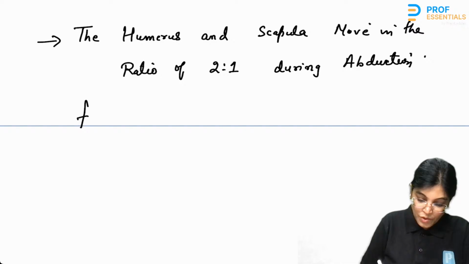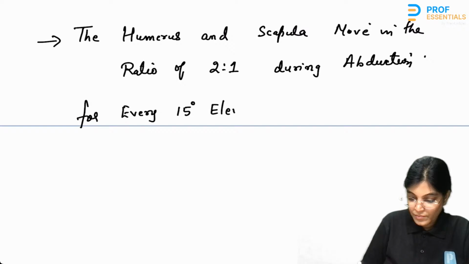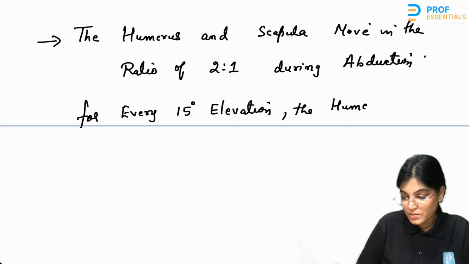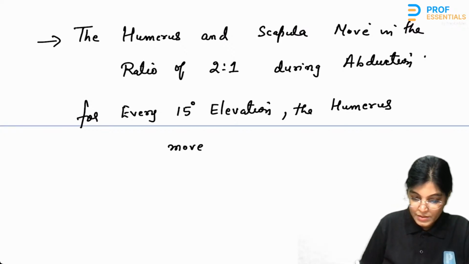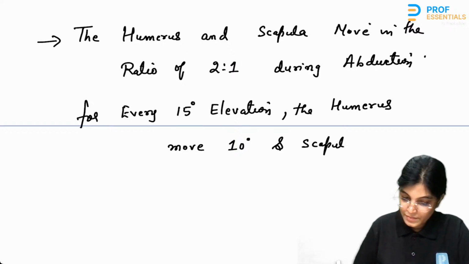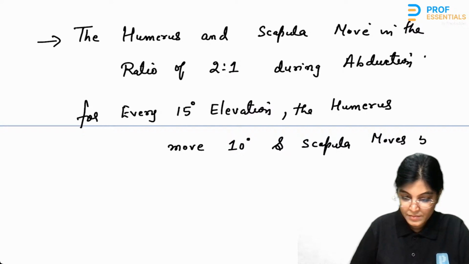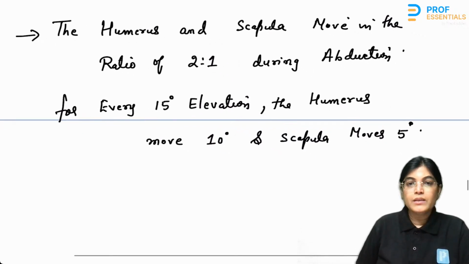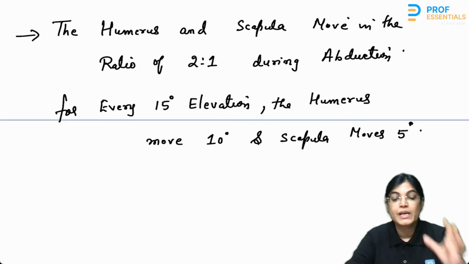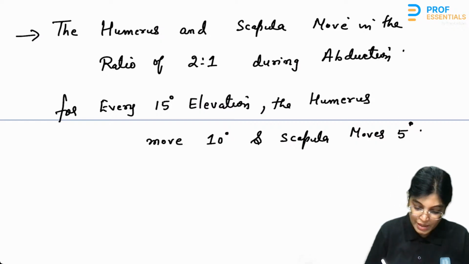Okay, so that means for every 15 degrees of elevation, the humerus moves 10 degrees and the scapula moves 5 degrees. Okay, that is important. So during the early and terminal stages of elevation, the sternoclavicular and acromioclavicular joints move maximally, respectively. So this is another note point.